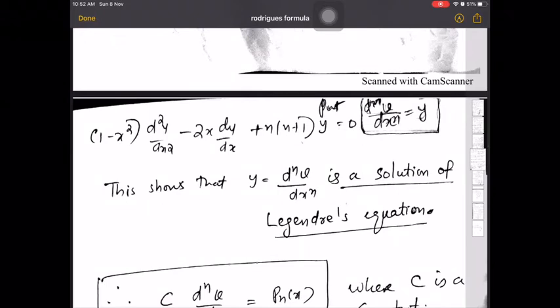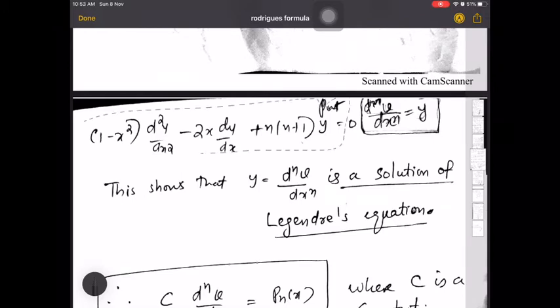Suppose you put y equal to d raised to n v by dx raised to n. Suppose y is equal to d raised to n v by dx raised to n. Then you will be getting this. Okay, and this is exactly the Legendre differential equation. So we put d raised to n v by dx raised to n equal to y in the previous equation. So you will be getting this. Okay, and this is the Legendre equation.